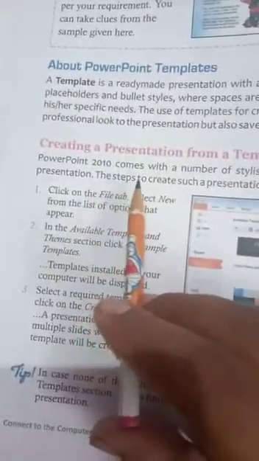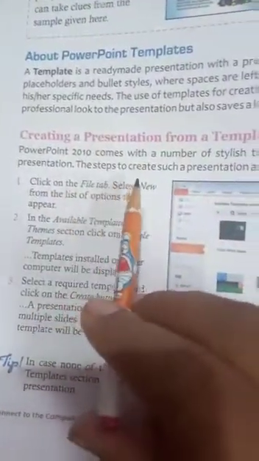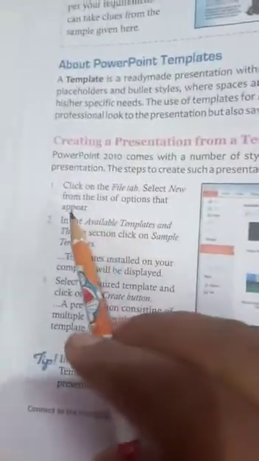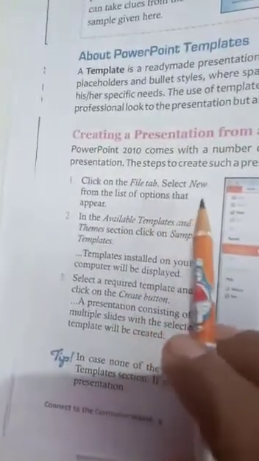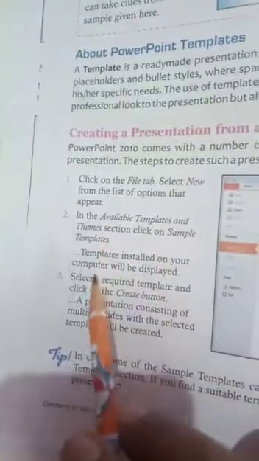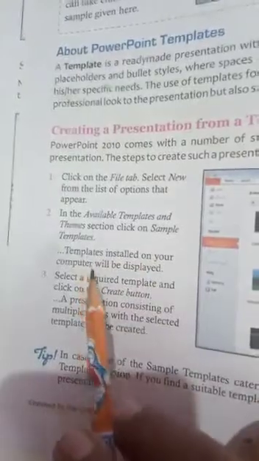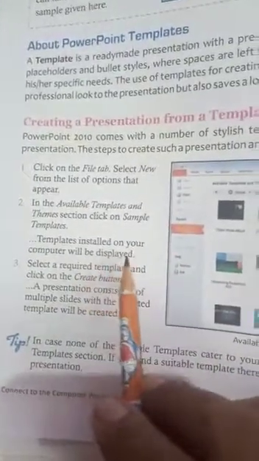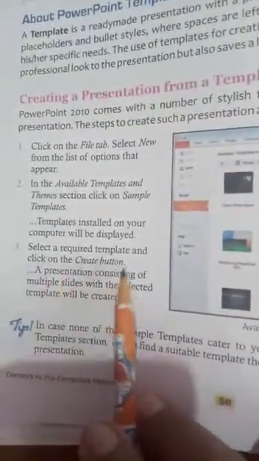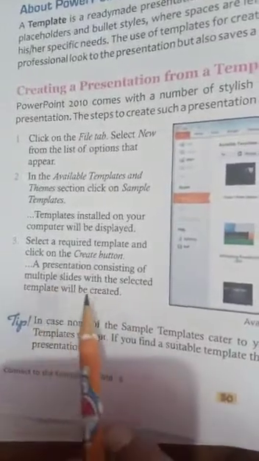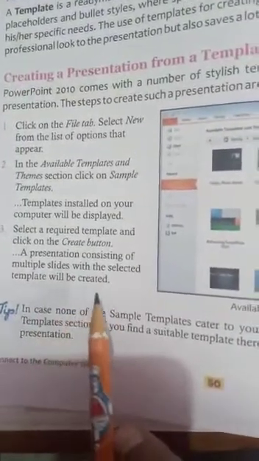Creating a presentation from a template: PowerPoint 2010 comes with a number of stylish templates that we can use for creating a presentation. The steps are as follows. First, click on the File tab and select the New option from the list that appears. Second, in the Available Templates and Themes section, click on Sample Templates. Templates installed on your computer will be displayed. Select the template you want and click on the Create button. A presentation consisting of multiple slides with the selected template will be created.